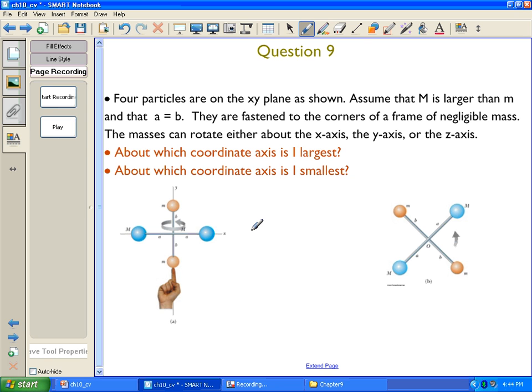Now we're told that these masses can rotate either about the x, the y, or the z axis. And in part A, we're asked to determine about which coordinate axis is the moment of inertia the largest, and about which coordinate axis is the moment of inertia the smallest. Now in the diagram that they've drawn for us here, we have a rotation about the y-axis and a rotation about the z-axis.